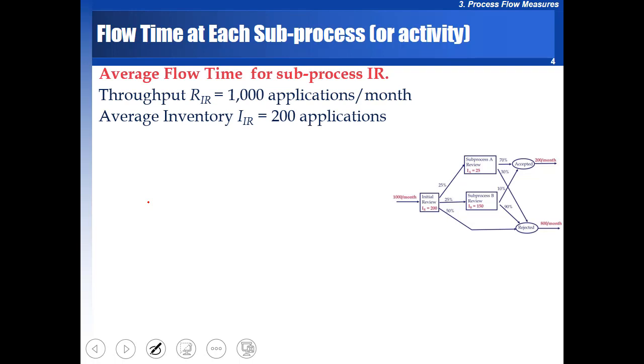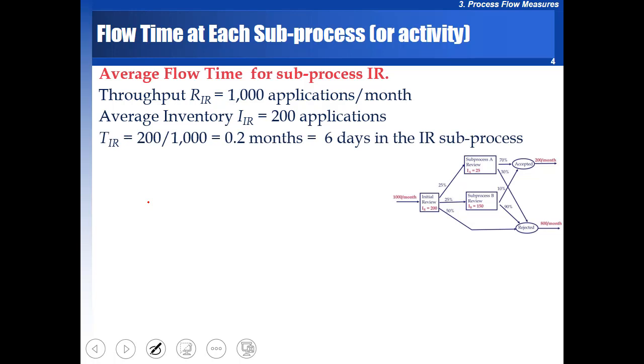We go through the first process. Throughput is 1,000, as we know. 200 applications are there. Simple application of Little's law. 1,000 times flow time is equal to 200, and therefore flow time in the initial review process is 0.2 months, and if you multiply it by 30, it is 6 days.